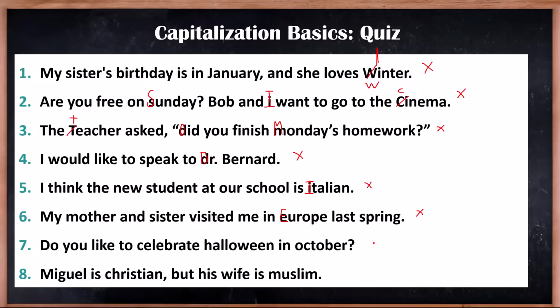Number 7, we have 2 errors. We must capitalize holidays, so Halloween is capitalized, capital H, and we capitalize October because we capitalize months. Finally, number 8 also has 2 errors. Remember that we capitalize religions, so we have to capitalize the C for Christian and M for Muslim.